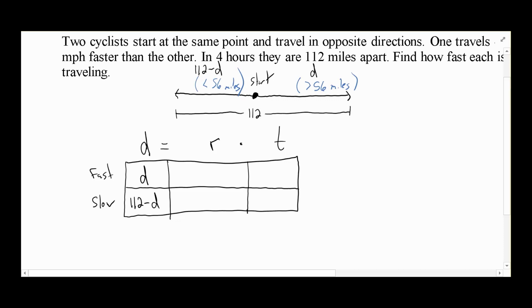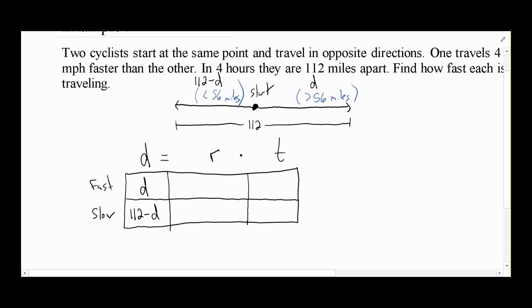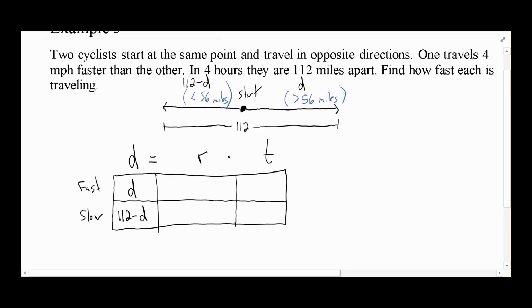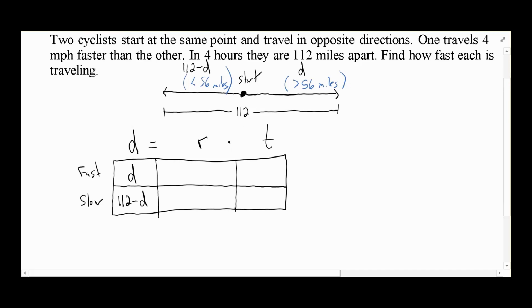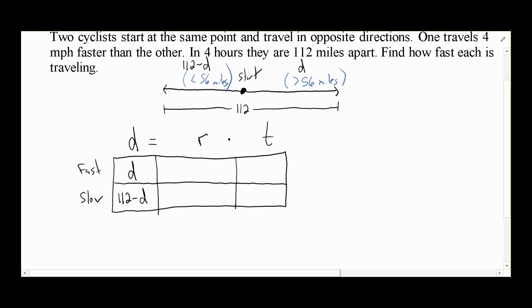Now, the rate that they're traveling at, don't know. Don't know the fast guy. Don't know the slow guy. Do know how they're related. The fast one is going 4 miles per hour faster than the other. So I need to call one of these guys x. Doesn't matter which one. You can call R if you want.